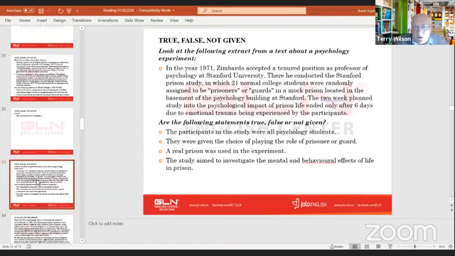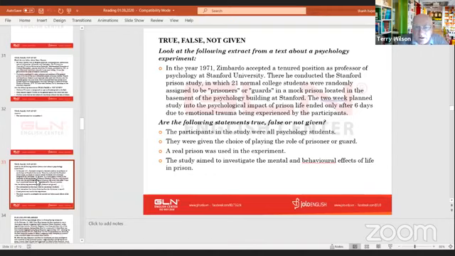They were given the choice of playing the role of prisoner or guard. Well, in the same sentence, it says they were randomly assigned to be prisoners or guards. So again, the answer is false. A real prison was used in the experiment. Well, if you look at line 4, it says a mock prison located in the basement of the psychology building at Stanford.